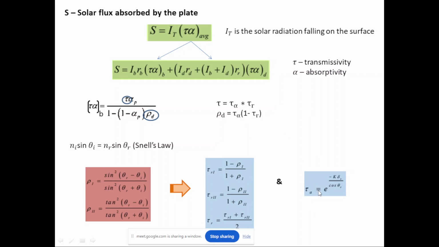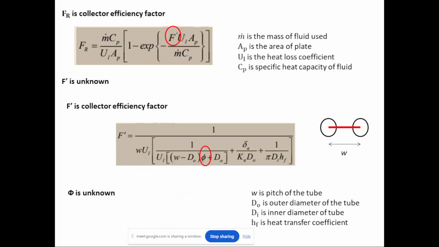So now you know tau r. Tau alpha is basically given by this equation, e power minus k delta divided by cos of theta r. So your k is your thermal conductivity, and yeah, k is your 1 minute.